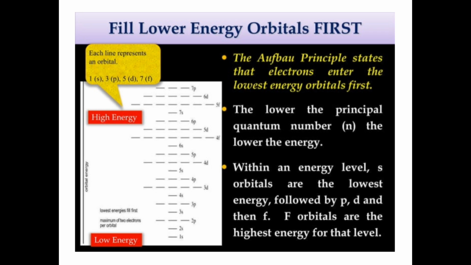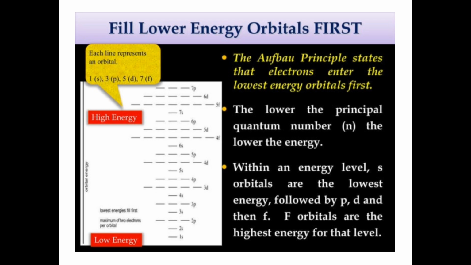This principle explains that no lower level will be vacant when a higher level or sub-level accommodates electrons. That means that the building up of electrons in an atom is systematic. So the lower the principal quantum number, the lower the energy. Within an energy level, the s orbital is the lowest, followed by p, then d, then f. So f orbitals are usually the highest energy for that level.